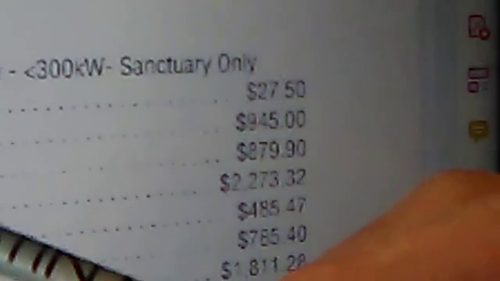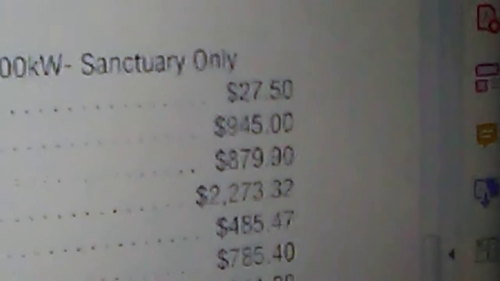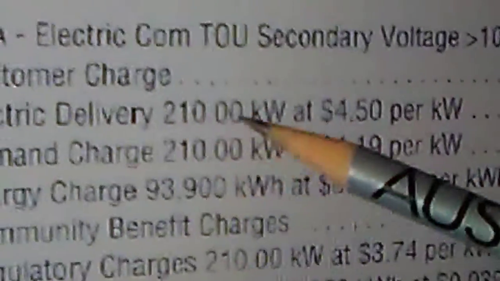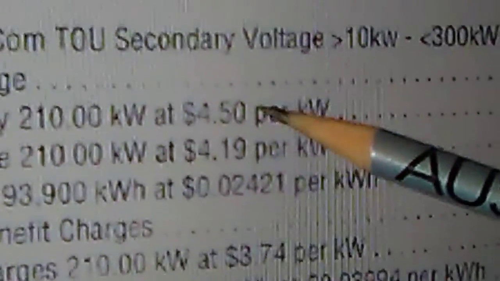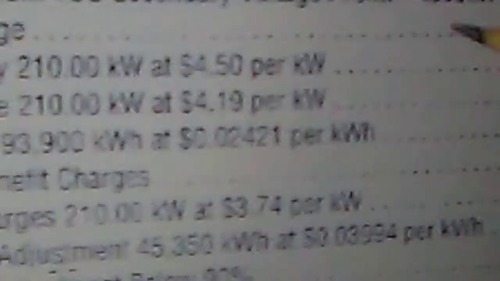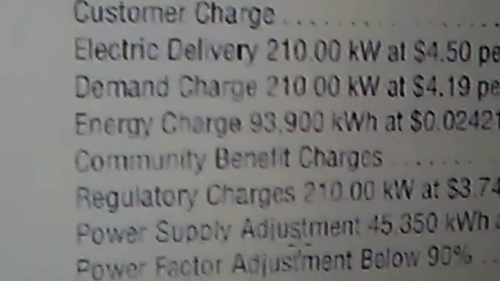We've talked about what peak demand is in the previous session, but the important thing here is you will see that number 210 appear three times. Once under the title Electric Delivery, there it's 210 at $4.50 per kW, and it gives you the product over here, $945. So, as I said, that number 210 appears three times. Each time it appears, it's on a different line, and it's multiplied times a different price. So the first line was 210 at $4.50.